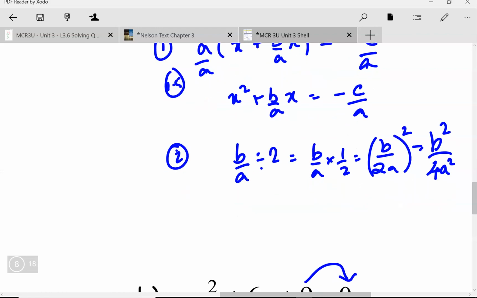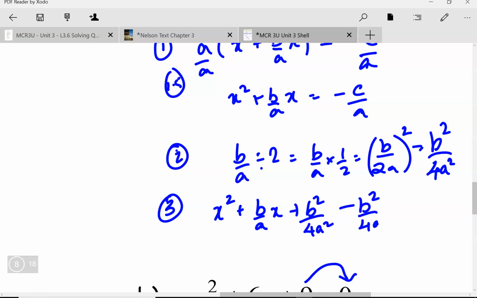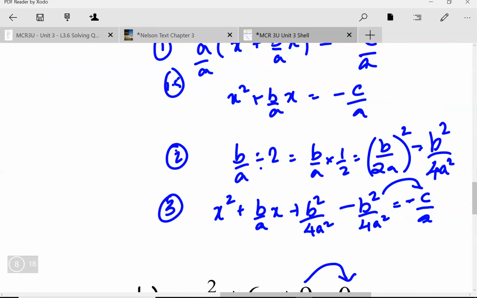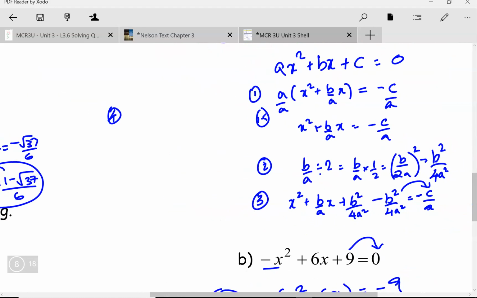And then you can see here that I will add and subtract that in step number 3. x squared plus b over a x plus b squared over 4a squared minus b squared over 4a squared equals negative c over a. I'm going to continue up here. Step number 4 is moving this to the other side. And I'm going to combine a couple of steps here. I am going to group these, and I'm going to put x plus b over 2a, squared.